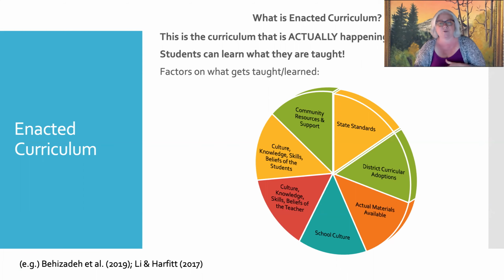Then there are the actual materials that are available, right? You may or may not have everything that you want, and you have to think about, is there money to purchase that? Or can the parent organization purchase that or do something in order for my students to have these experiences? Then you have school culture. There is a lot involved in this. This is like, who gets to do what? Who makes the decisions?